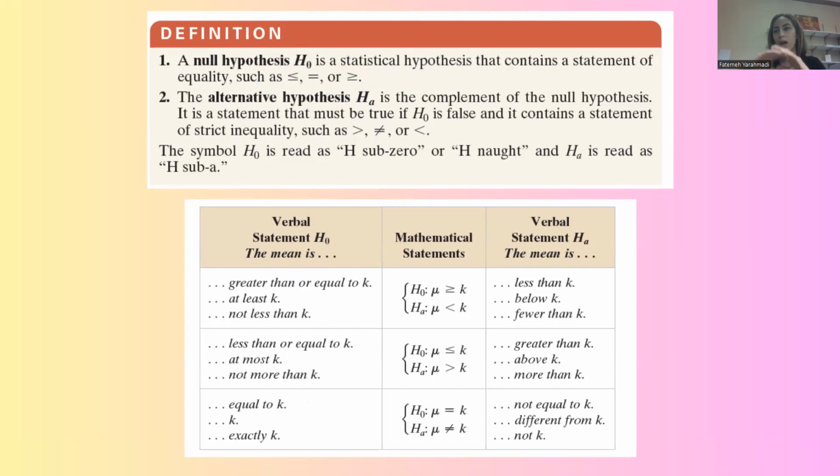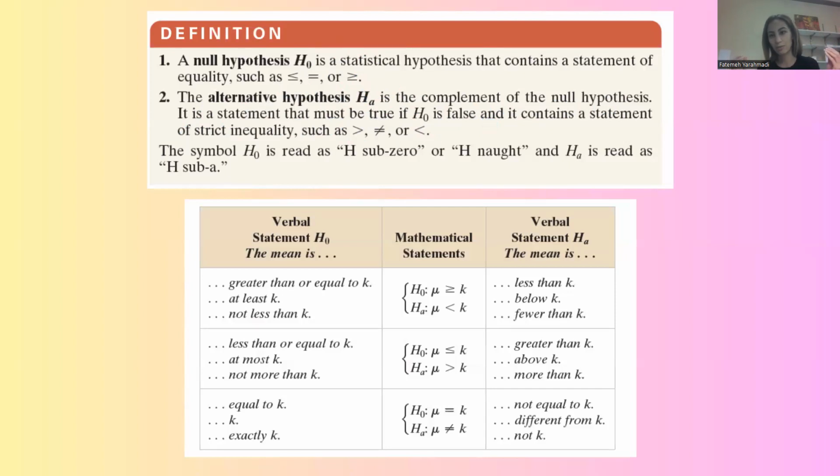Alternative hypothesis is the opposite of the null hypothesis. It's basically a complement of the null hypothesis. Wherever you see less than or equal to, its opposite is more than. Wherever you see equal to, its opposite is not equal to. And wherever we see more than or equal to, its opposite is less than. So the alternative hypothesis, H sub A, is the complement of the null hypothesis. It's the statement that must be true if the null is false. These two statements are opposite of each other.